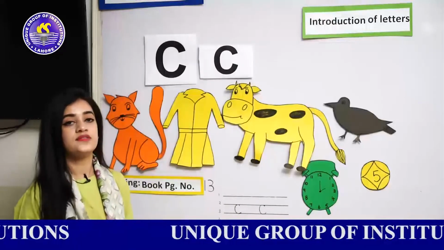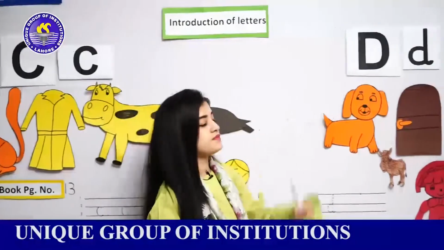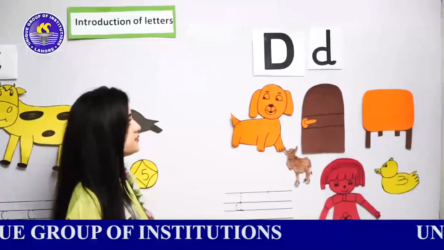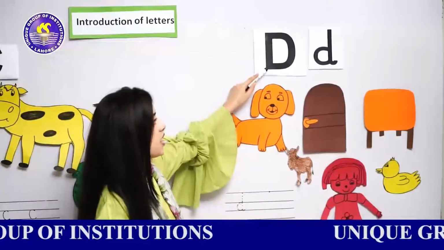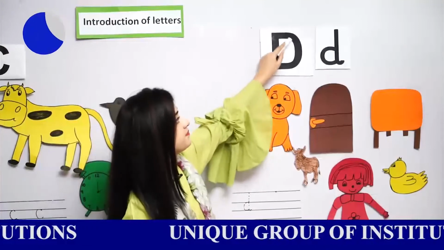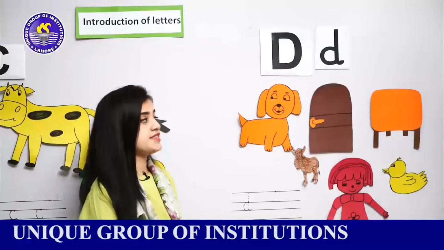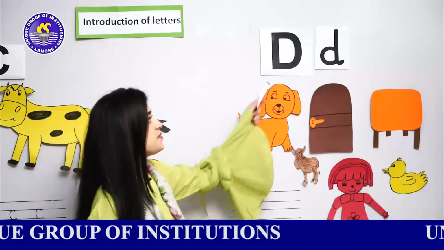Now we are moving towards our next letter. That is letter D. D. This is uppercase D. This is also called capital D.